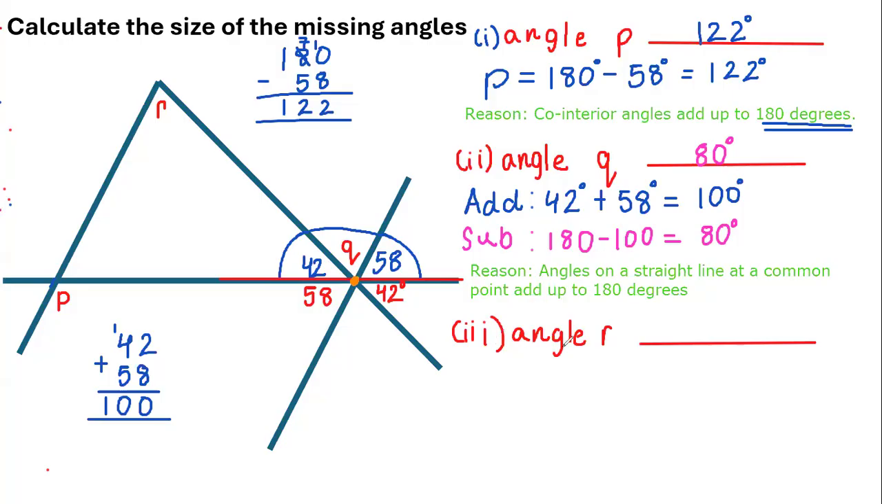Angle R is, okay, so we have Q. Q is 80 degrees. What do I got for angle R? So we already know what angle Q is. What do I got for angle R though?